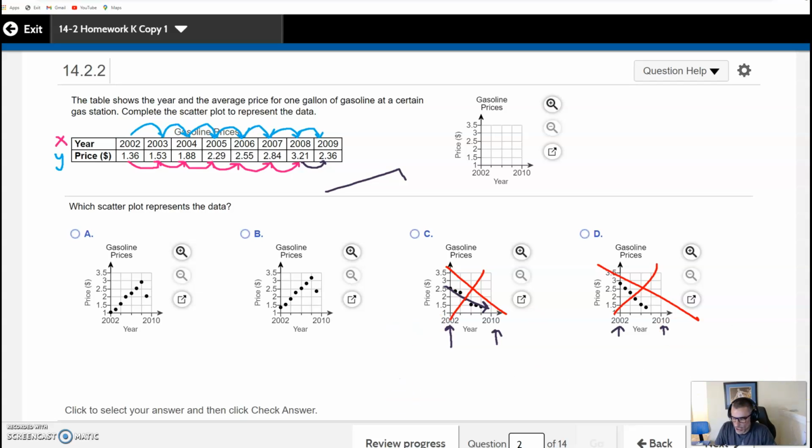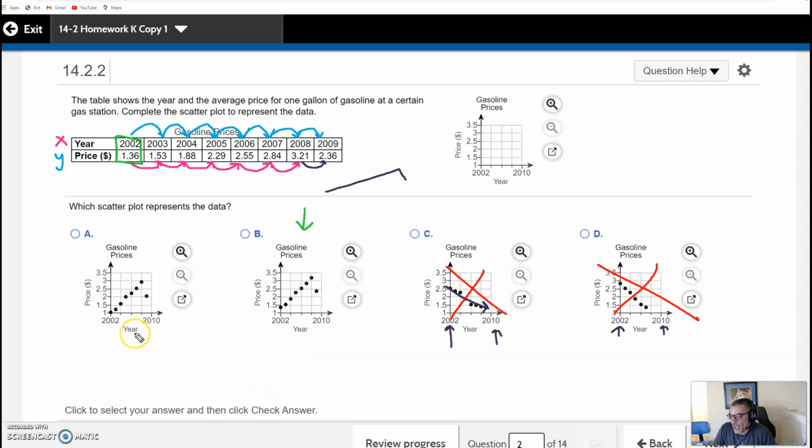All right, right away I'm looking at this one, and in the year 2002, we're just a tiny bit above 1. It looks like they're going by halves here. Look at this one. In 2002, we're almost to 1.5. I would definitely say, if I'm looking at just this point right here, that 1.36 is definitely closer to 1.5 than it is to 1. So right away, I'm leaning that it is this graph, okay?